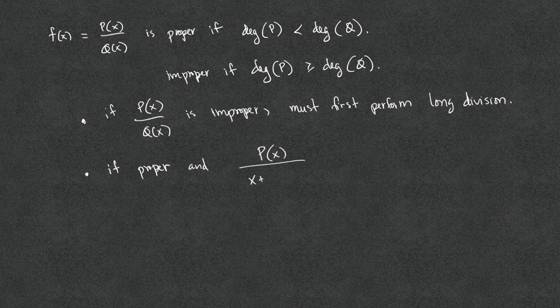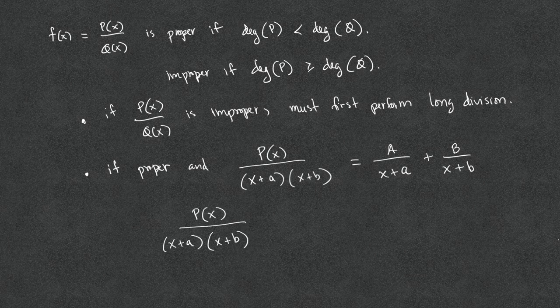If it is proper, and the denominator is a product of distinct linear factors, then we can decompose it with a constant coefficient in the numerator for each of these linear factors. If there's a linear factor that is repeated twice, then we would set up two rational terms for the repeated factor, increasing the exponent each time. The exponent tells us how many terms are needed.